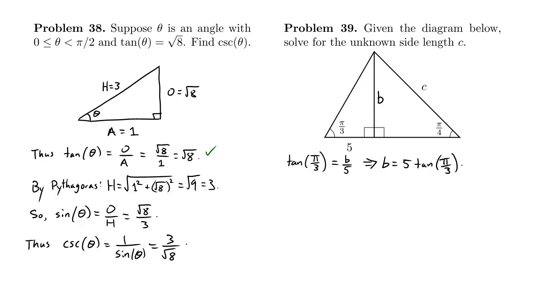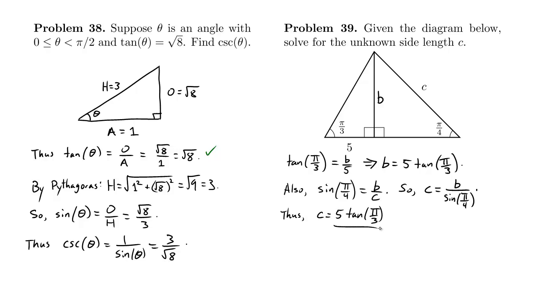In the right triangle, we see that sine relates the angle of pi by 4 to the opposite side length, which is b, over the hypotenuse, which is c. So sine of pi by 4 is equal to b over c. And so c is equal to b over sine of pi by 4. And substituting in for b, we get that this is equal to 5 times tan of pi by 3, all divided by sine of pi by 4.